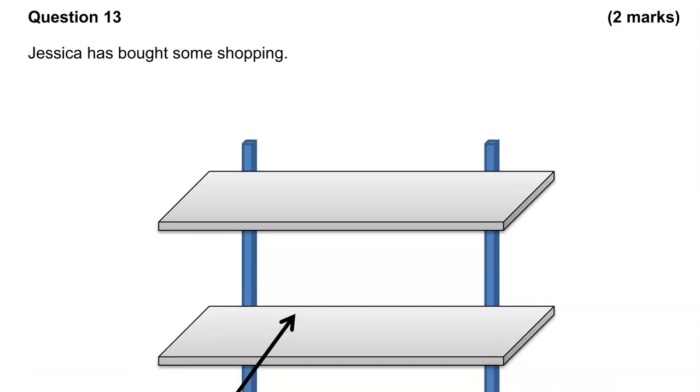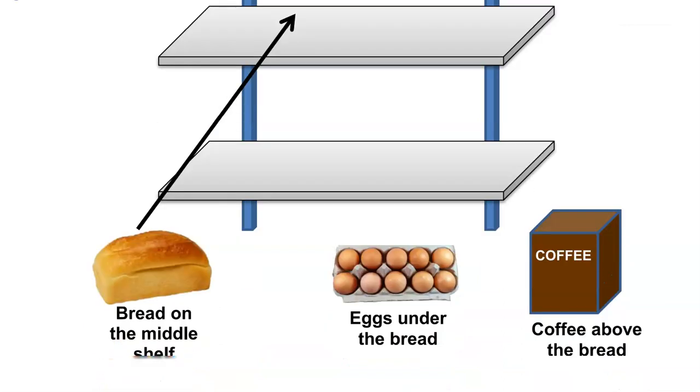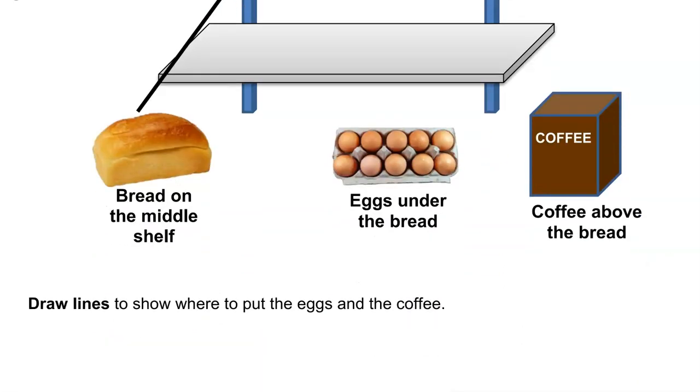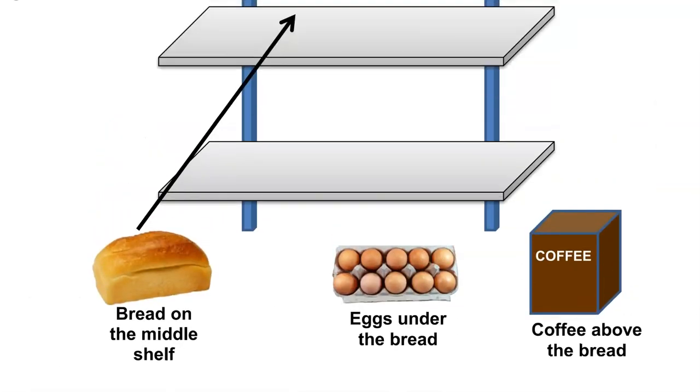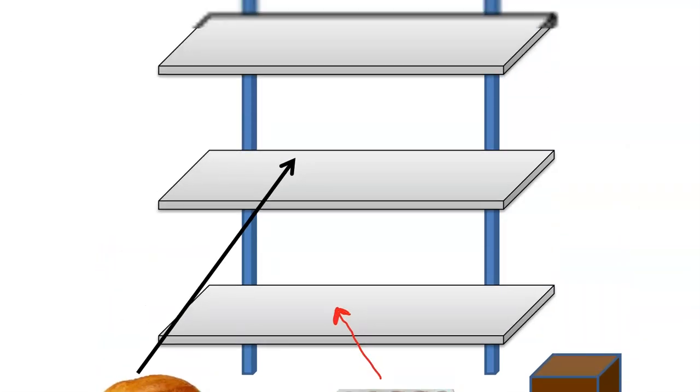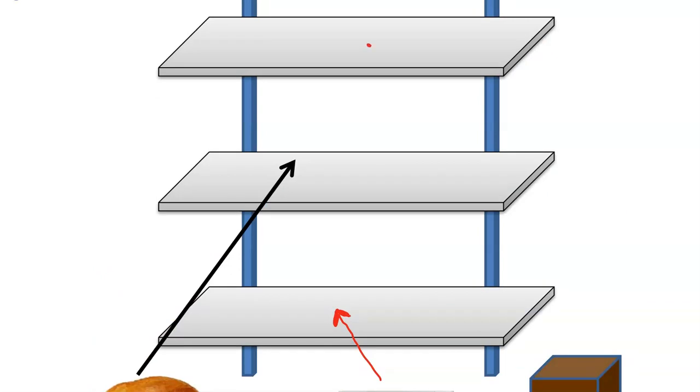Jessica has bought some shopping. Draw lines to show where to put the eggs and the coffee. So bread on the middle shelf, we've got an arrow for that. Eggs under the bread, so under that it will be here. So we're going to say eggs will go here. And coffee above the bread. So here is the bread, then coffee will go above that, so it's going to go up there.